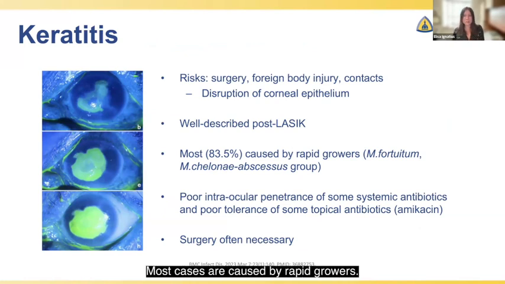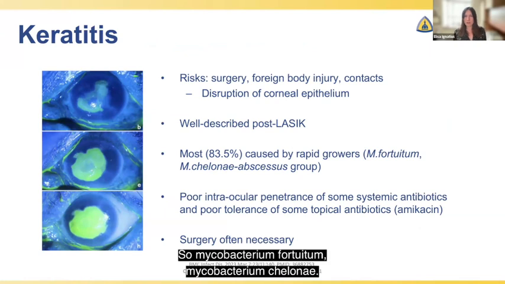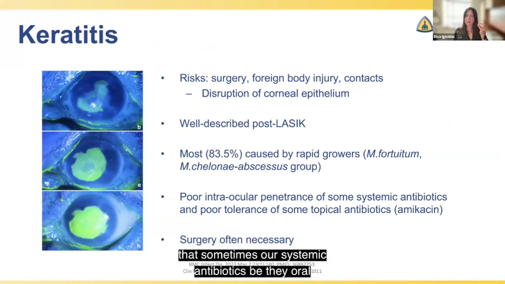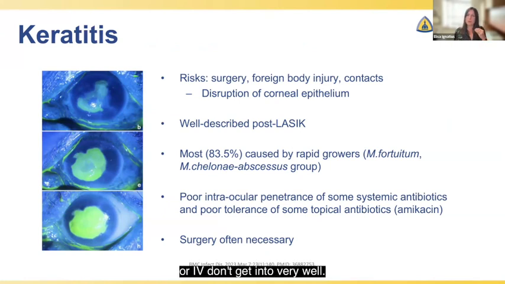Most cases are caused by rapid growers, so Mycobacterium fortuitum, Mycobacterium chelonae. And though these cases generally can be cured and folks do well, there are some challenges. The eye is a sort of privileged site that sometimes our systemic antibiotics, be they oral or IV, don't get into very well. We do have some that penetrate into the eye well, but that is why often for these instances of keratitis, topical therapy is needed.